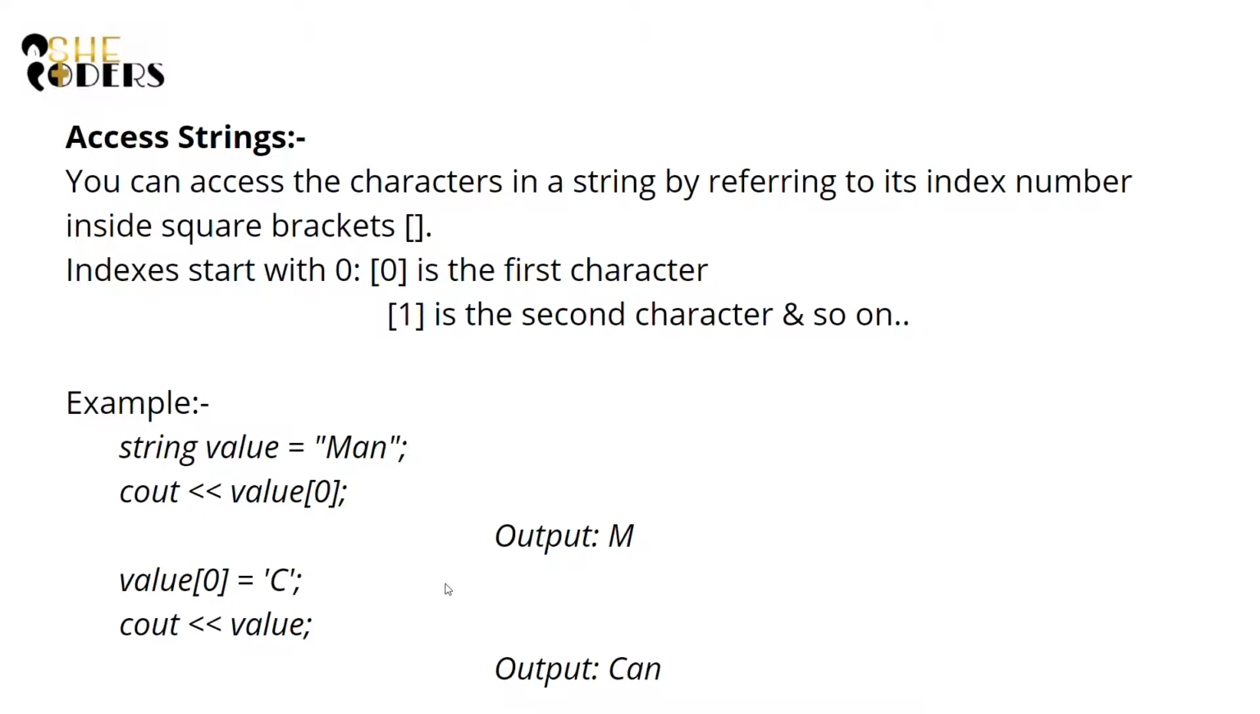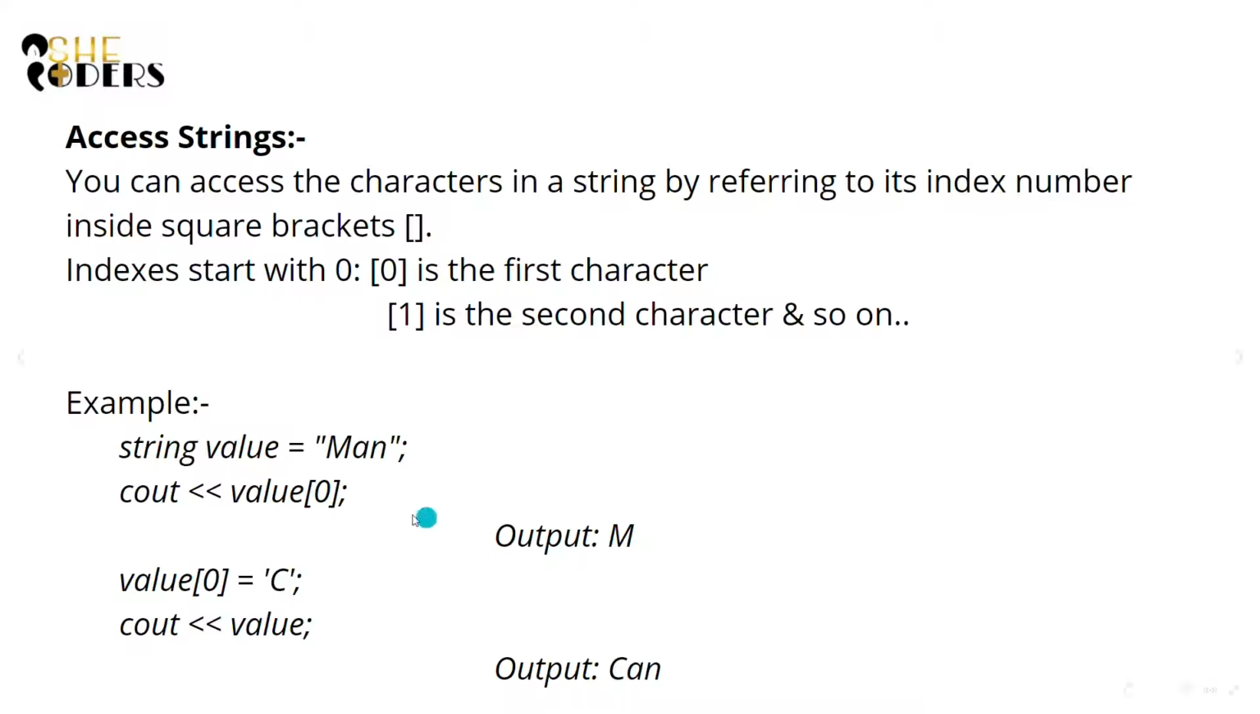Now comes one of the important parts, that is how to access the value of the strings. In general, whenever you write cout and the name of the variable, you can get the entire string as the output. But how do you show the output when someone asks what is the value of the second character in the string? It gets a bit difficult if you don't know how to access single characters. You can access the characters in a string by referring to its index number inside the square brackets.